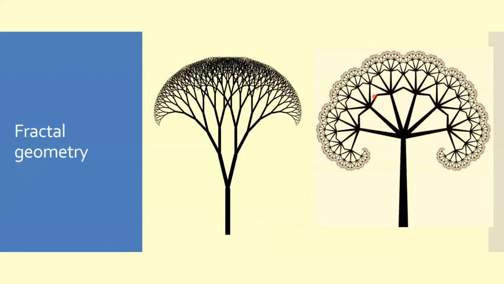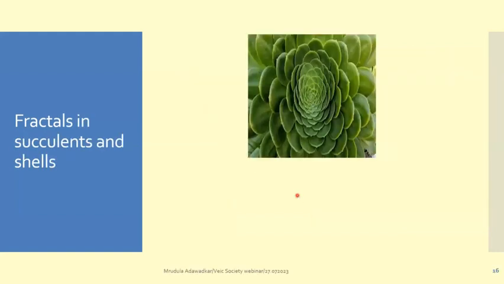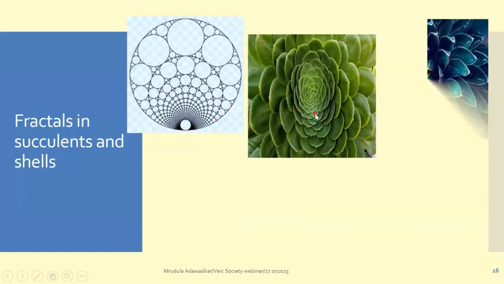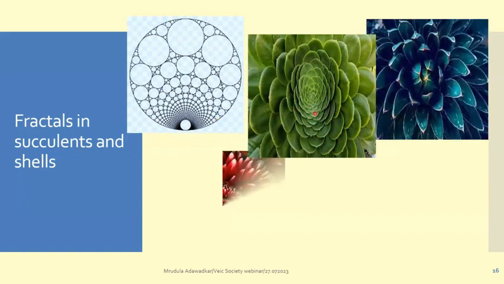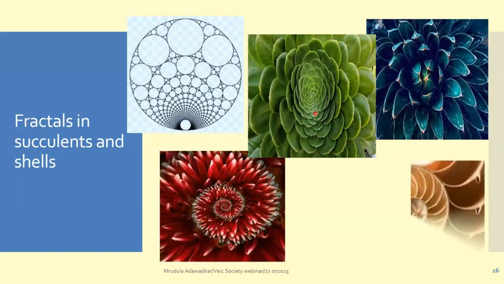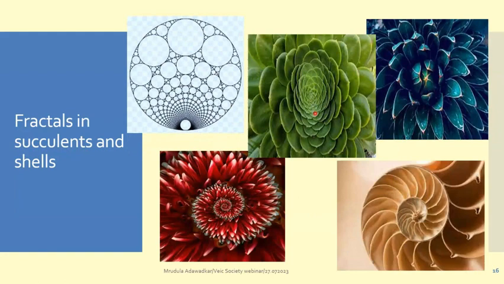So just you can observe the patterns. This is dividing into 5 and this is dividing into 2. And totally different structures are growing. We can see those fractals in succulents, and we can draw them graphically like this. So these are other succulents where we can see those patterns growing, and again the same patterns in shells.